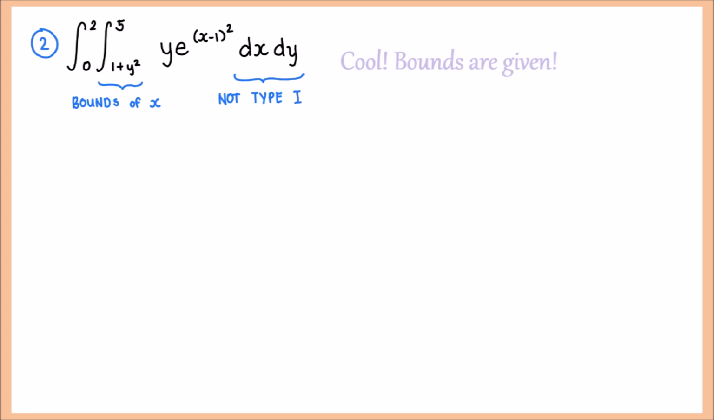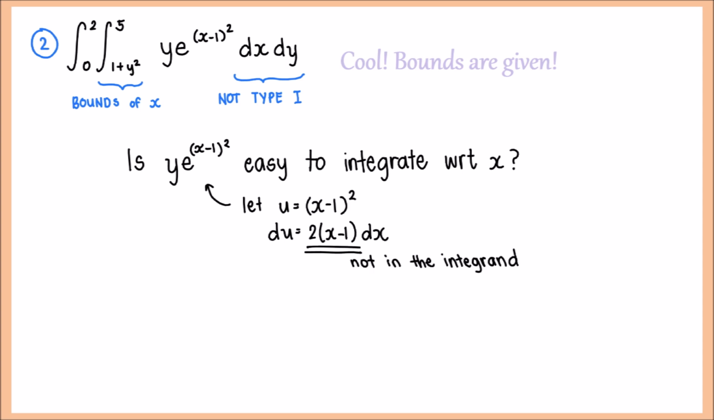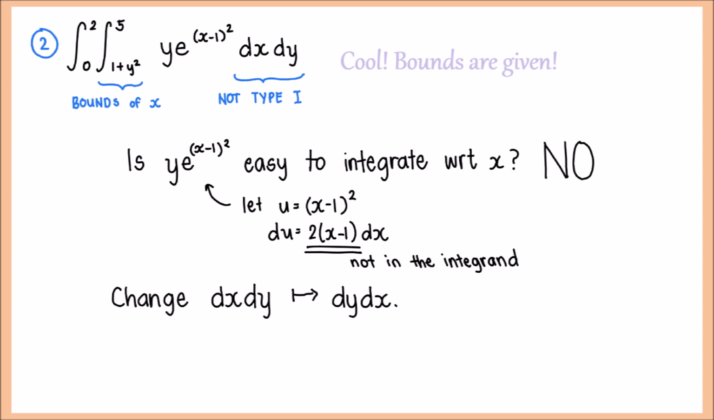Let us integrate with respect to x first. Here we have an inner function, so we let u be x minus 1 squared, which gives us du is equal to 2 times x minus 1 dx. But this value of du is not present in the integrand. Therefore, we won't be able to use integration by substitution here. Thus, what we will do is we will change the order of integration from dx dy to dy dx.